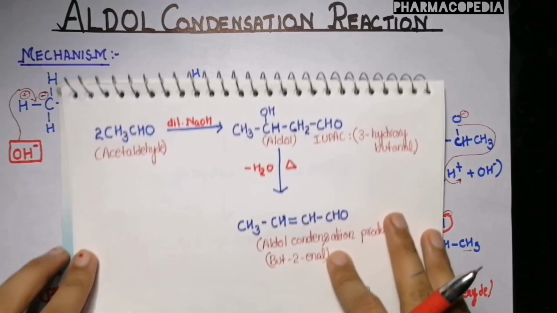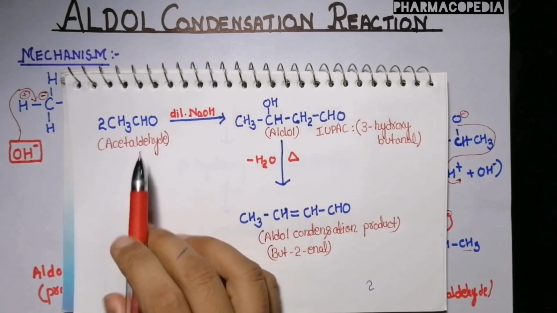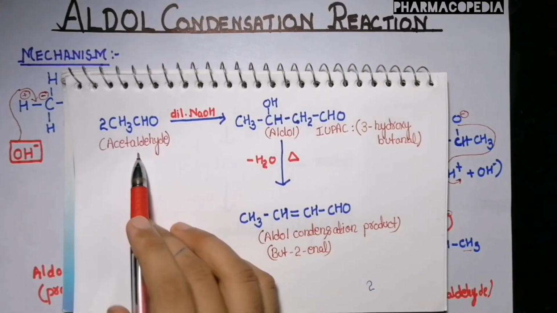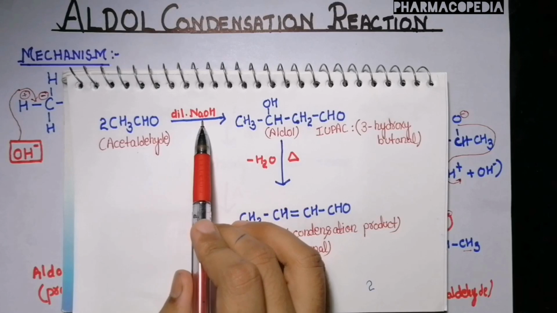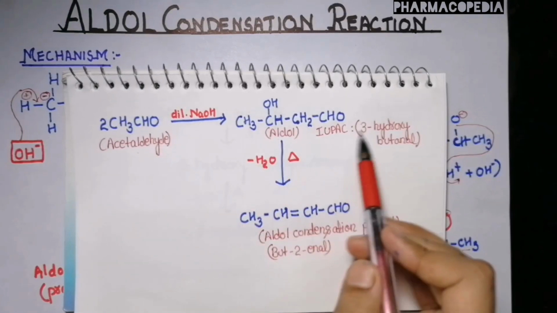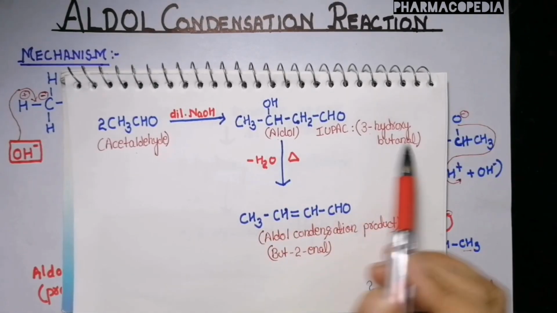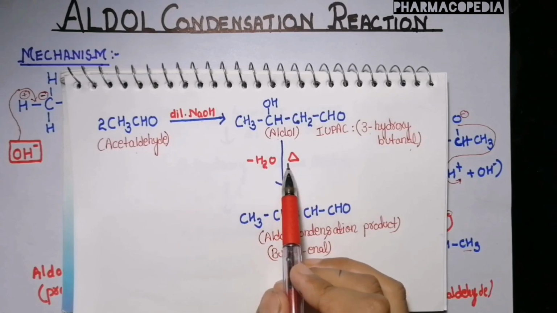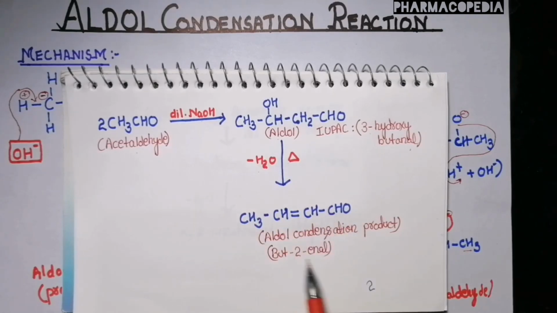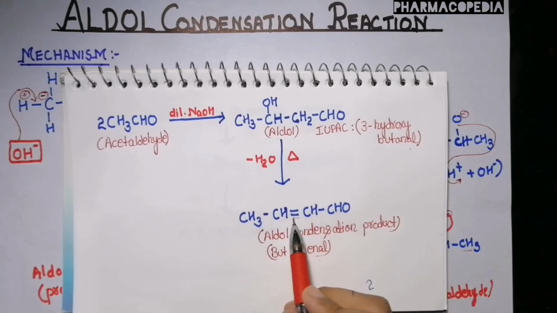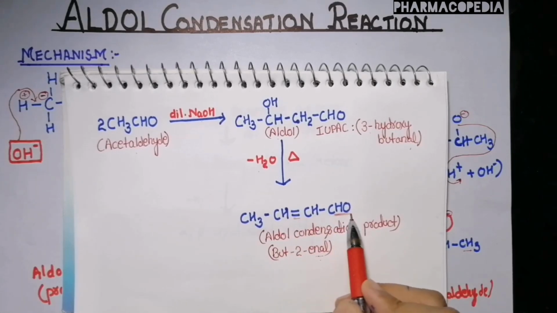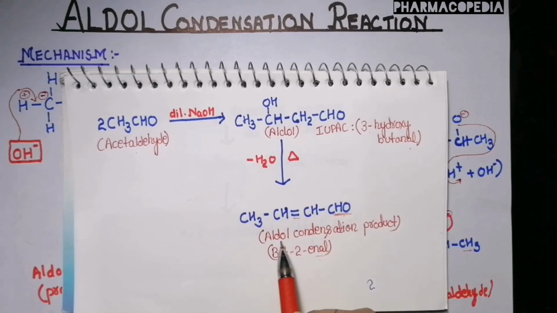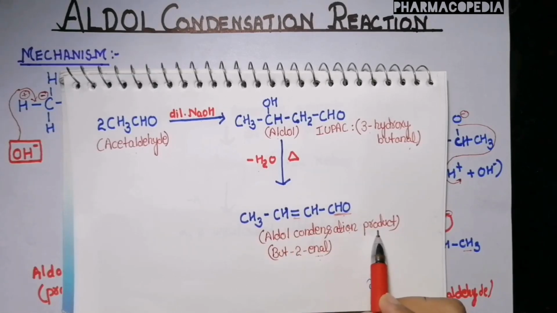Now we will look at the complete reaction. Here we have taken 2 moles of acetaldehyde, which react in the presence of dilute NaOH to form aldol, which is also known as 3-hydroxybutanal. And when we heat it, it readily loses water to form but-2-enal. Why is it known as enal? Because it consists of ene, that is the double bond, and CHO, that is the aldehyde. So it is known as the aldol condensation product.